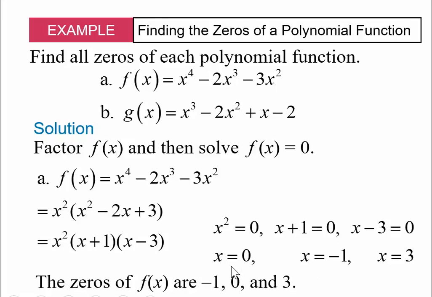This one you have to square root both sides. This you subtract 1, this you add 3, and there they are. The zeros of f of x, or the x-intercepts, or the roots, or the solutions of f of x are -1, 0, and 3.